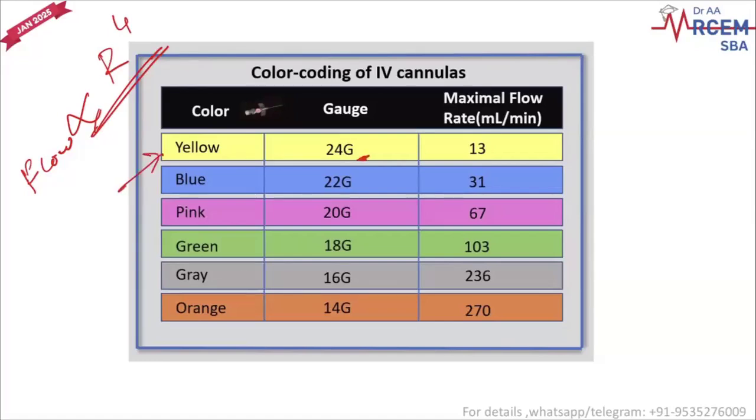Yellow, size 24 gauge IV cannula, 13 ml per minute maximum flow. Blue one is 22, 31. Pink 20, 67. Green 18, 103. Gray 16, 236. Orange 14, 260 ml per minute. Within 2 minutes, you can give an entire 500 ml bag through an orange cannula.